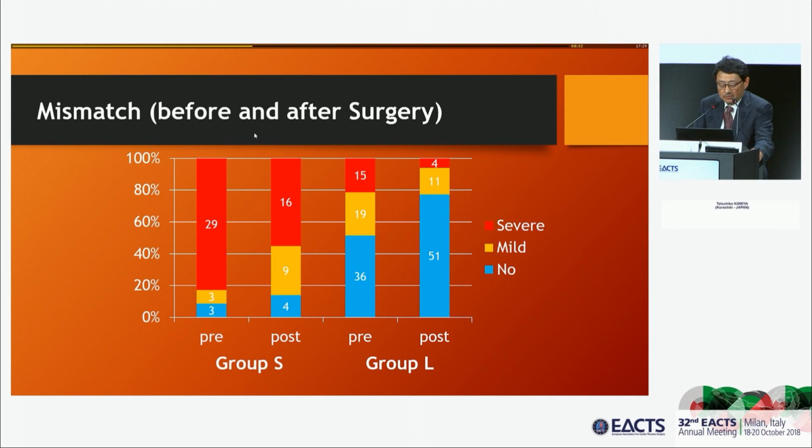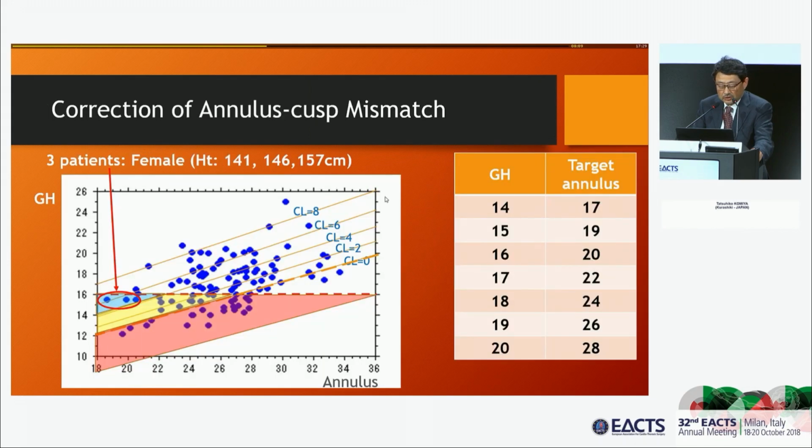There is a great difference about mismatch. The patients in group S had 80% severe mismatch, and even after the surgery, 50% still had severe annulus cusp mismatch. On the contrary, in group L, severe mismatch is only 20%. Some patients in group S, these 3 patients, were all female and short patients, so there is no annulus cusp mismatch, but most of the patients in group S had annulus cusp mismatch.